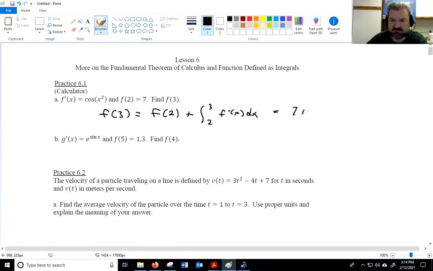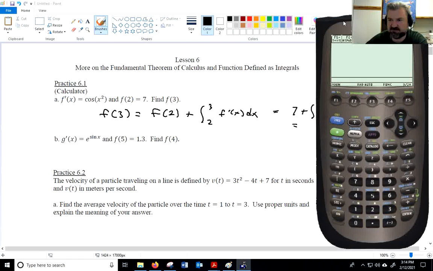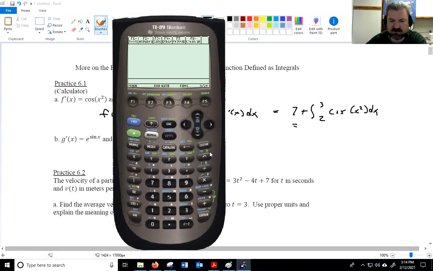So that is 7 plus the integral from 2 to 3 of cosine of x squared dx. What does that equal? Well, cosine of x squared, that's not something we can easily integrate, so we're going to rely on the old calculator machine here. 7 plus the integral of cosine of x squared evaluated for x from 2 to 3. All right, and diamond enter.